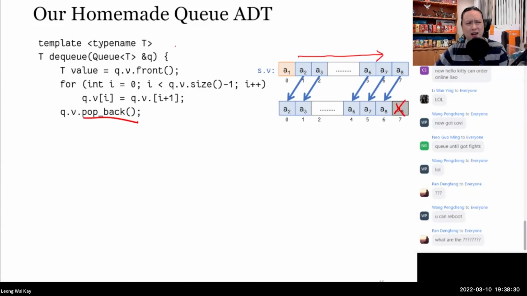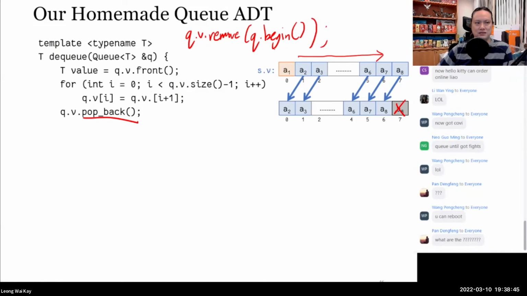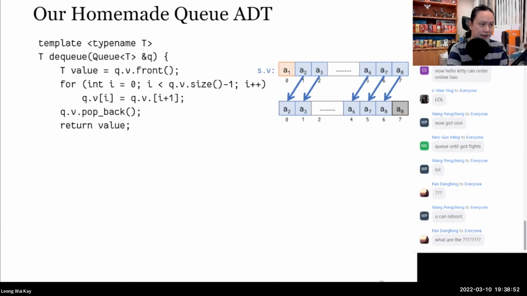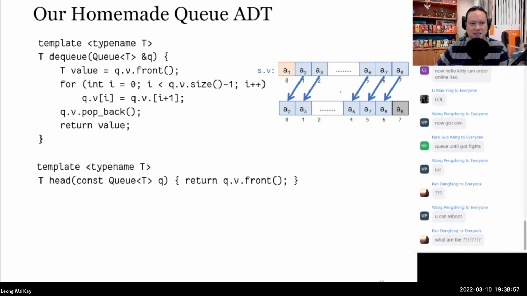Basically, this is the same thing that remove does. Those who are familiar with remove, you will do q.v.remove, q.begin, this is the begin plus 0. So remove does this actually internally. They have to move everything down. Why I show you this is so that you can easily understand this thing does take time. Head is just return front.